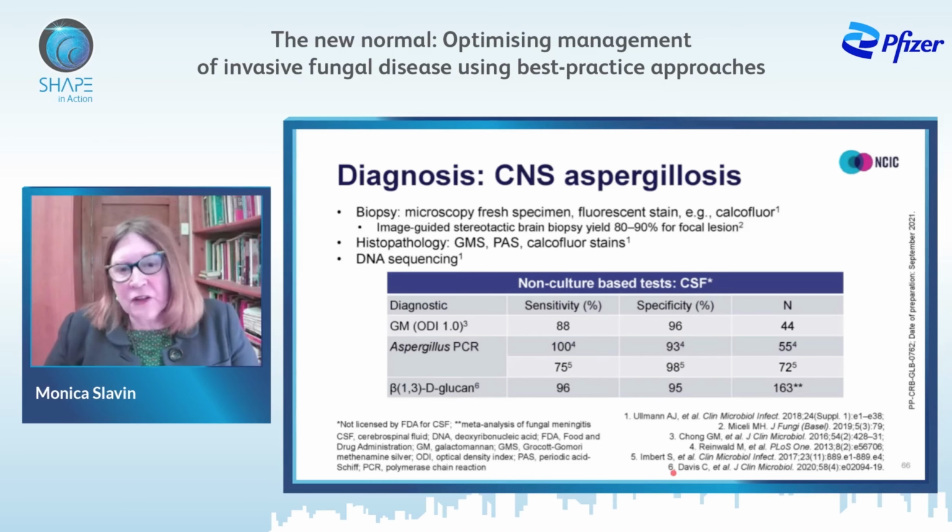So how do these non-culture-based tests work in CNS lesions? First of all, we really do rely on the standard diagnostics of microscopy on a fresh specimen, fluorescent staining such as calcofluor to show the fungal elements, and of course image-guided stereotactic brain biopsies.